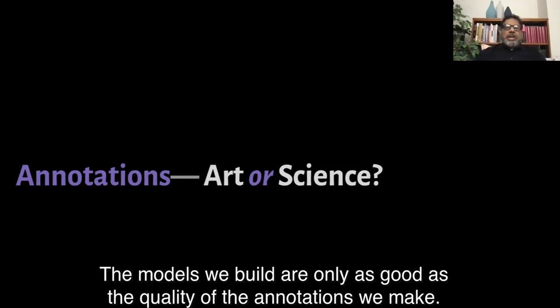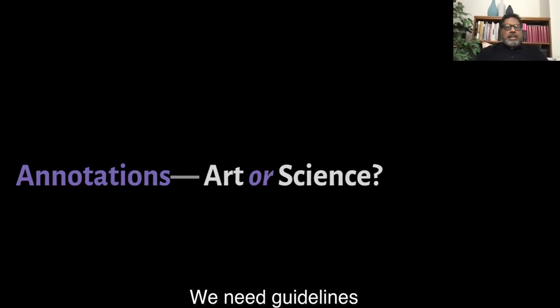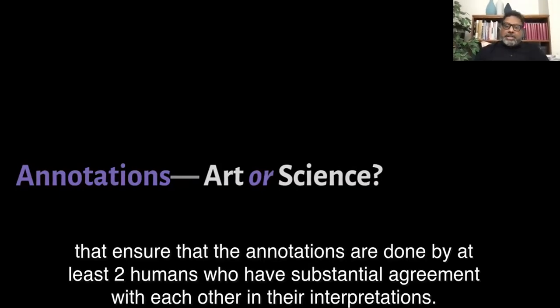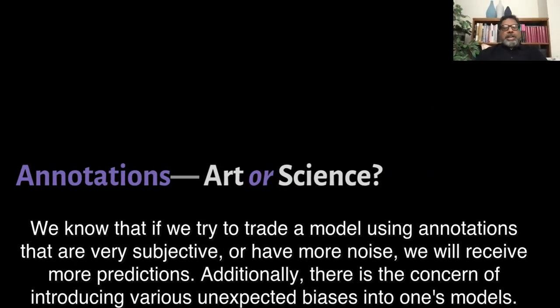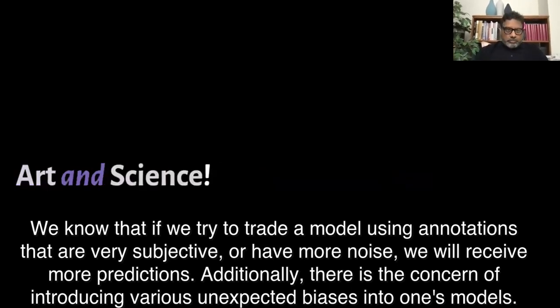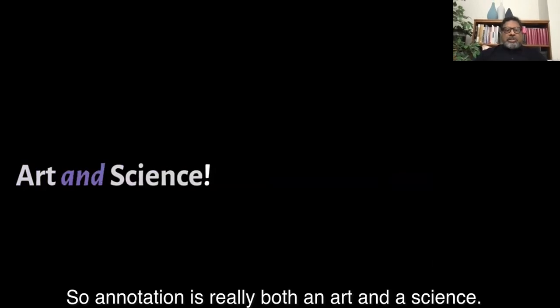The models we build are only as good as the quality of the annotations we make. We need guidelines that ensure that the annotations are done by at least two humans who have substantial agreement with each other in their interpretations. We know that if we try to train a model using annotations that are very subjective or have more noise, we will receive poor predictions. Additionally, there is the concern of introducing various unexpected biases into one's models. So, annotation is really both an art and a science.